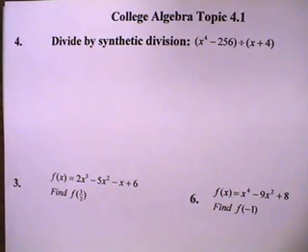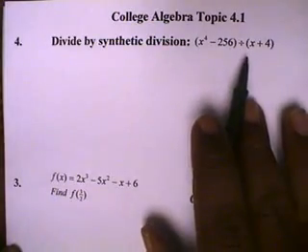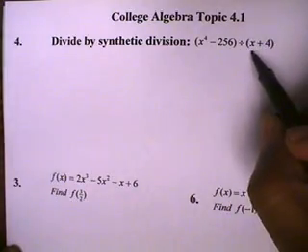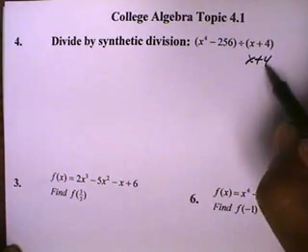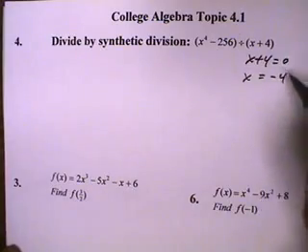College Algebra, Topic 4.1, Number 4. I want to divide this by using synthetic division. I'll start off by taking the divisor x plus 4 and solve this for 0. This implies x equals negative 4.